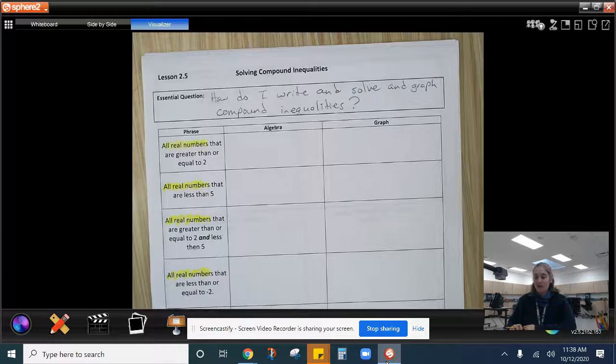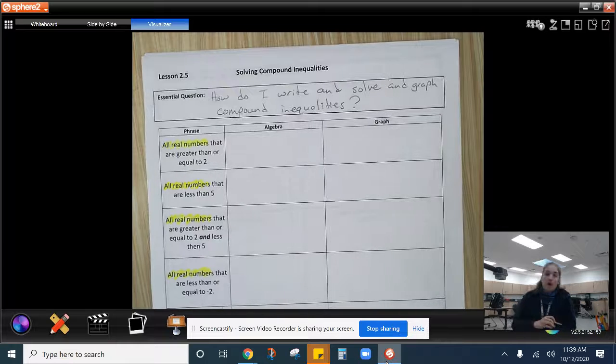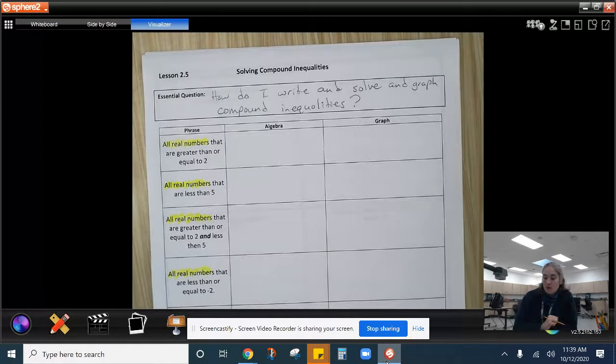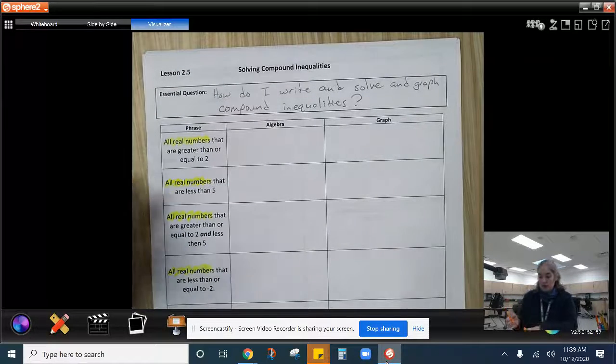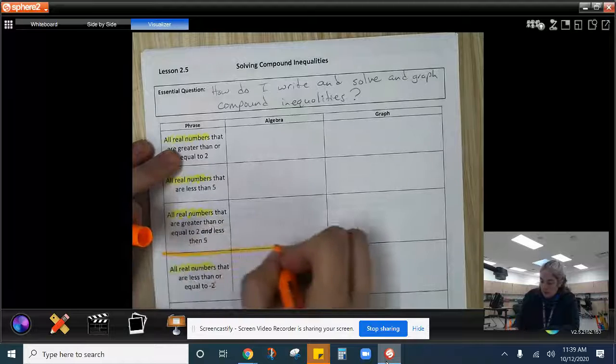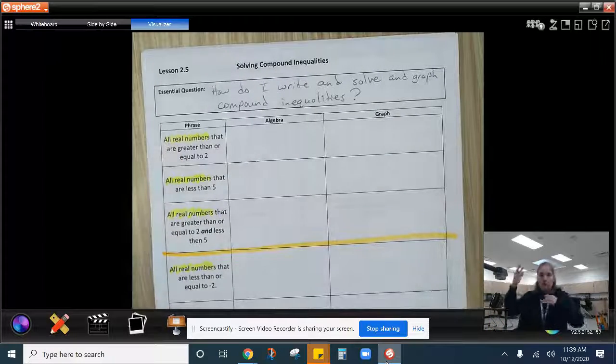Hello, algebra. Let's look at lesson 2.5, solving compound inequalities. So our learning target is: how do I write, solve, and graph compound inequalities? Let's just take a look at the top part here. In fact, I'm going to draw a nice line right here, that way you know that it's two different problems. We're just going to look at the top one for now.